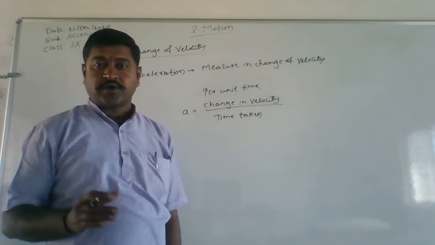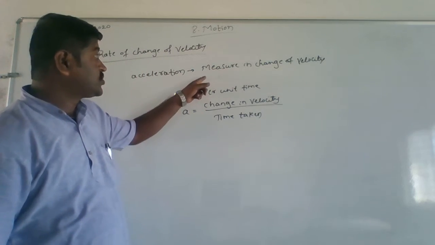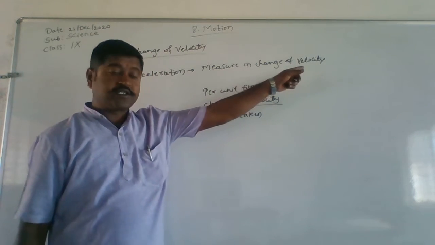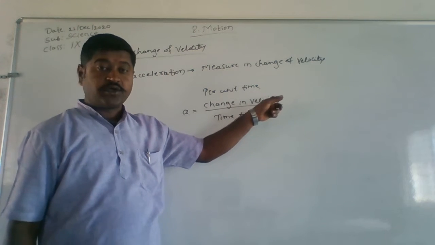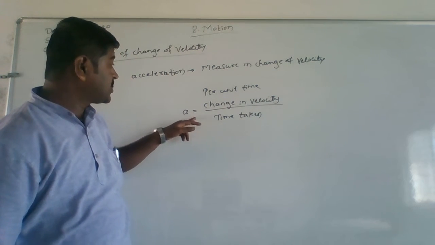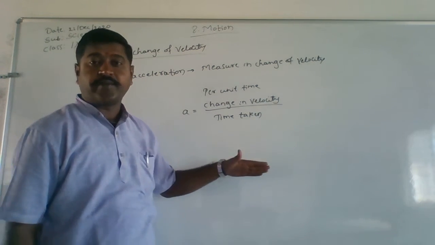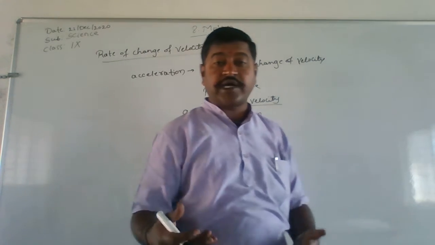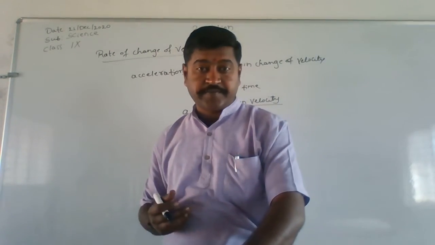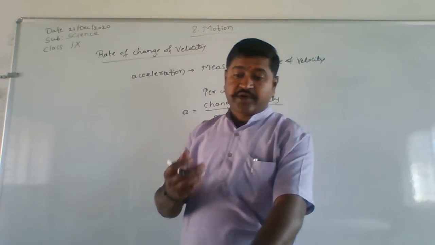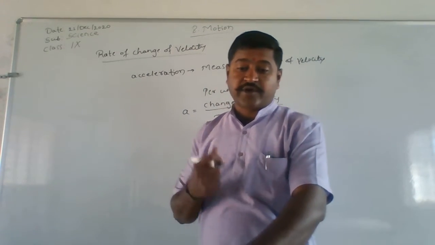Is this clear? So what is acceleration? It is the measure of the change of velocity per unit time. Acceleration is equal to change in velocity by time taken. Okay, now how do we identify that there is a change in velocity?